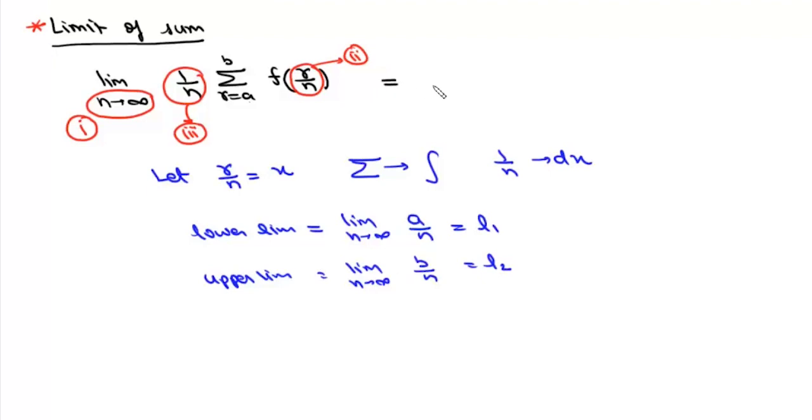We can write this limit as this integral from L1 to L2. Now r by n is x, so it will be f(x), and 1 upon n is dx. So the answer to this limit is the value of this integral.